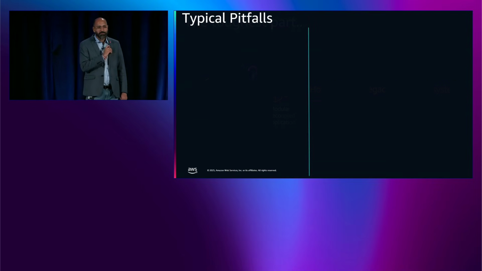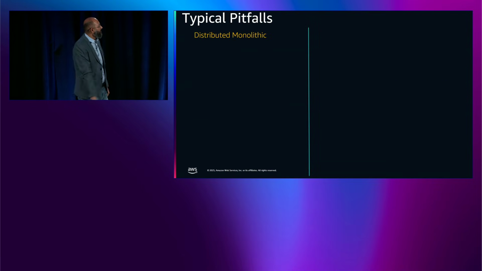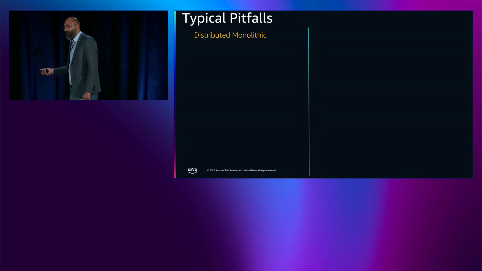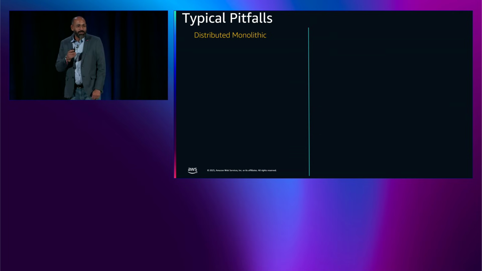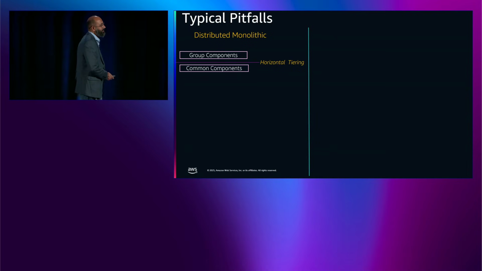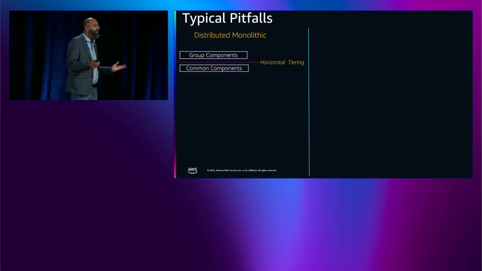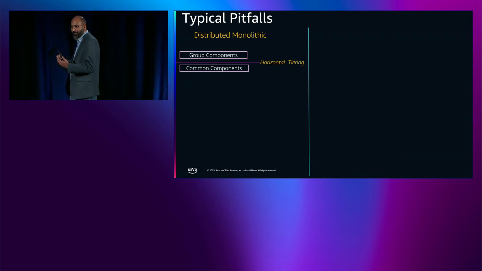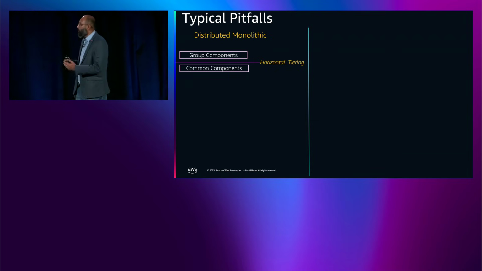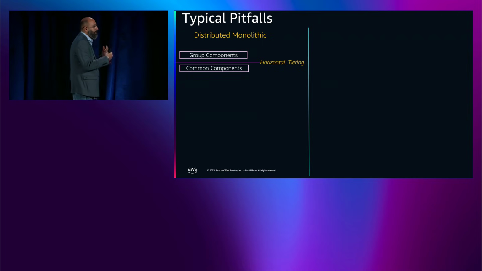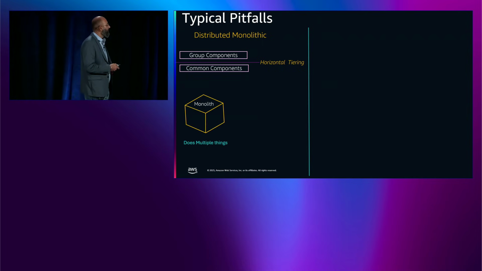Now, what are those pitfalls? The very first pitfall is the distributed monolith. Many times we have seen application owners converge to the distributed monolith. How? Because they try to apply horizontal tiering to the existing monolithic application. What does it mean? It means grouping the functionally related modules together, which are similar, or the common components together, and trying to carve out sub-modules or subgroups out of your monolithic application.